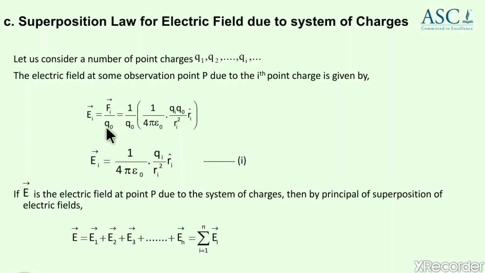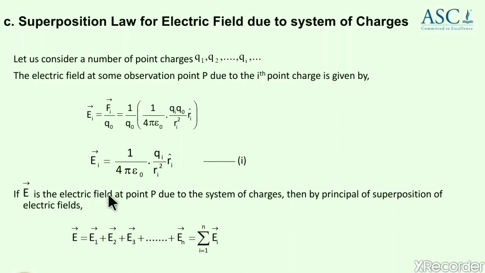That means we are choosing any one charge as the ith charge because we want to apply summation at the end, which will give us a simpler way of understanding using a mathematical tool, that is summation. So Ei equals Fi by q naught, and you know Fi is from Coulomb's law: 1 by 4 pi epsilon naught, Qi Q naught by Ri square, into Ri cap, divided by Q naught as it is. So now Q naught gets cancelled and you end up getting Ei vector equals 1 by 4 pi epsilon naught Qi by Ri square into Ri cap.